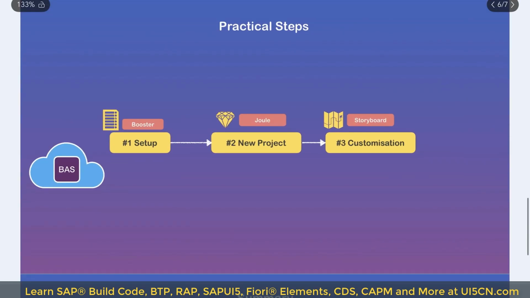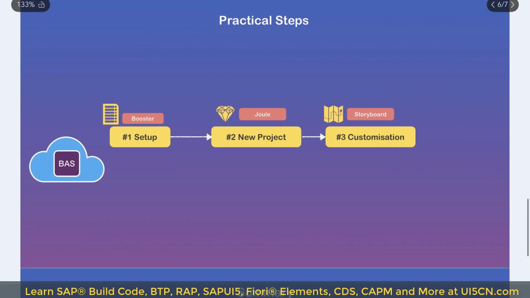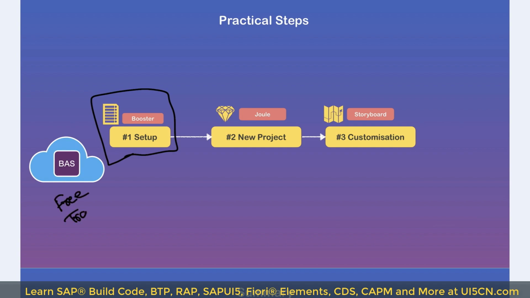Now within the hands-on, we will first set up our SAP Build Suite. We will start with a free trial instance. You can create your SAP BTP free trial instance, and once you have it, we will set up all the environment with the boosters. Once we set up these environments, we will go into our SAP Build Code, which is BAS, and we will use Joule to create our app.